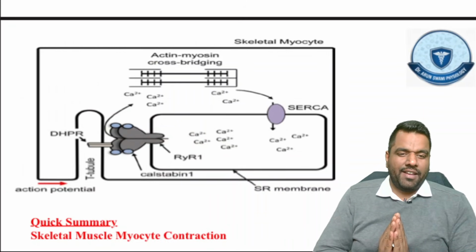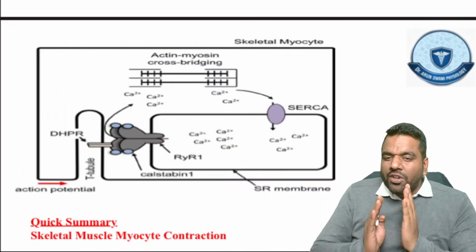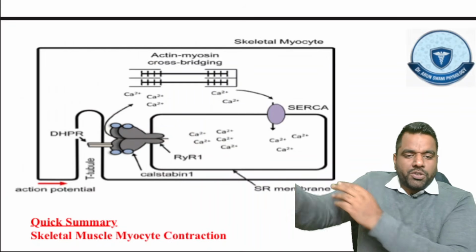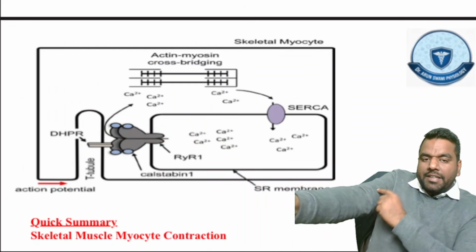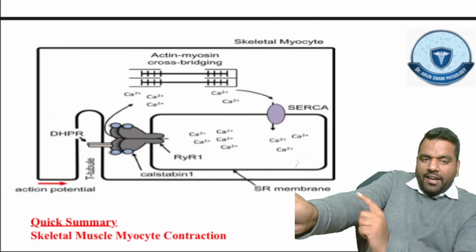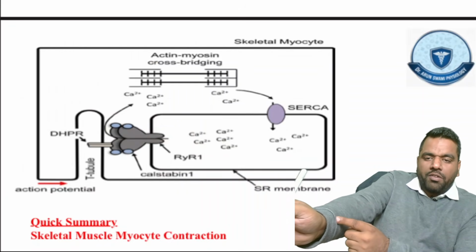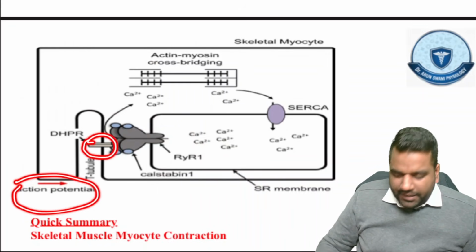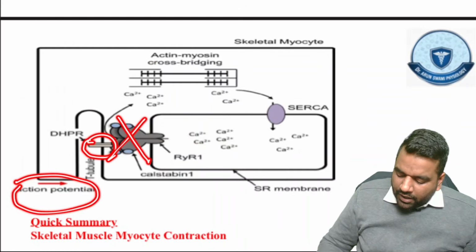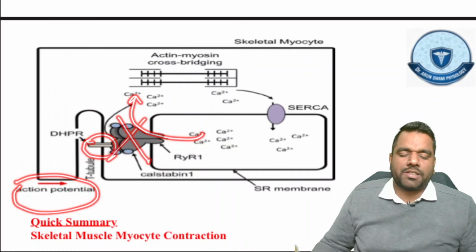Now please tell me, if your muscle is not getting any signal from the nerve, suppose your nerve gets cut due to a fracture over here, what will happen? The message can't go beyond this area. What will happen? The action potential won't reach, DHPR won't be activated, and ryanodine won't open, no calcium efflux, no muscle contraction.